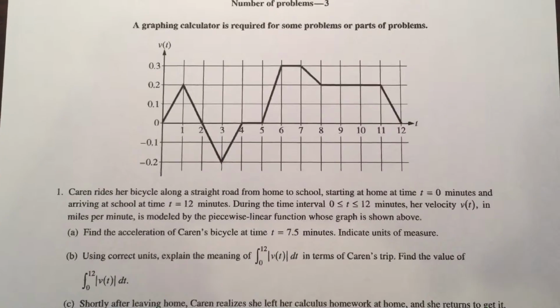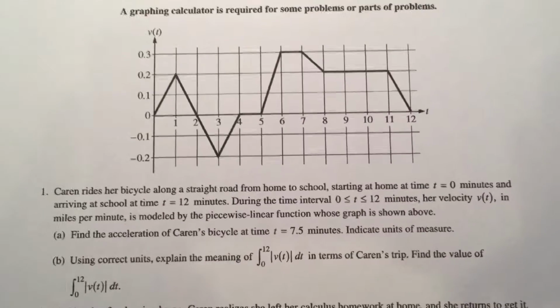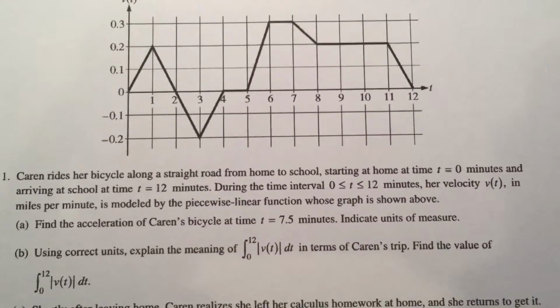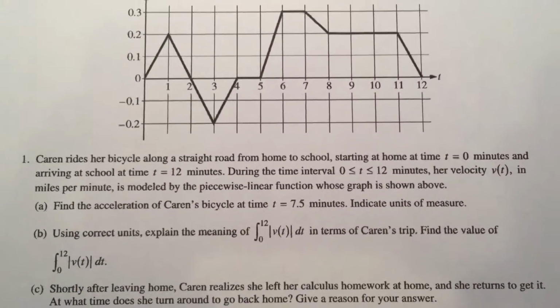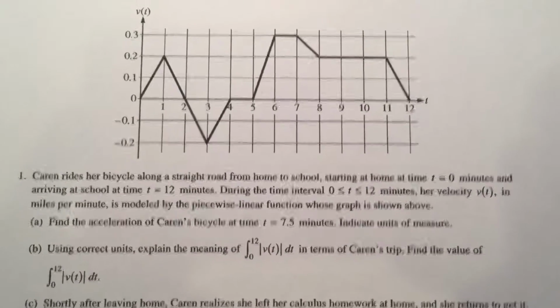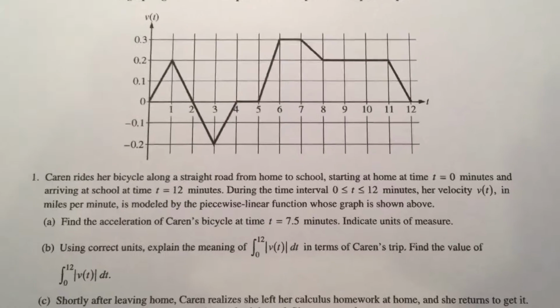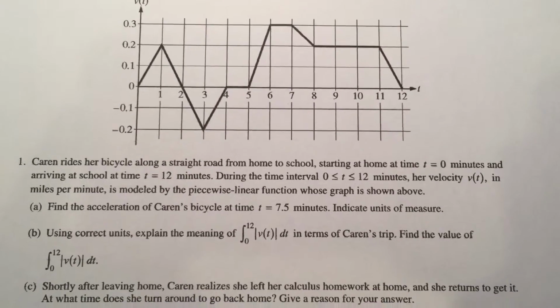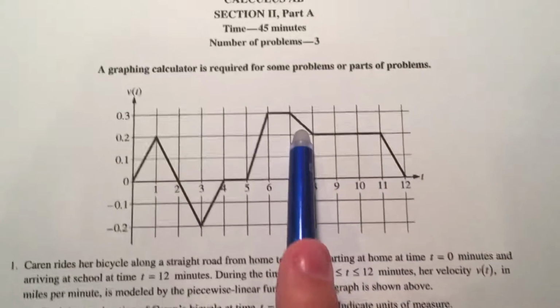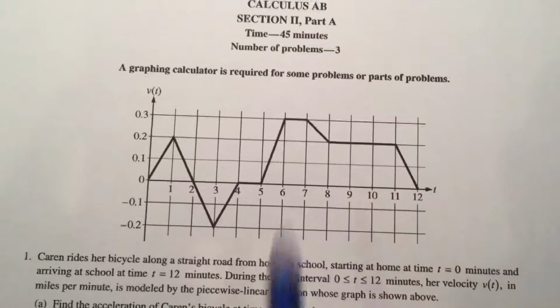Okay, now let's begin. Part A wants us to find the acceleration of Karen's bicycle at time t equals 7.5 minutes. It's very important to realize that this graph is a velocity graph, and a property of a velocity graph is that its slope equals acceleration. So 7.5 is located right here. It's the slope between 7 and 8.